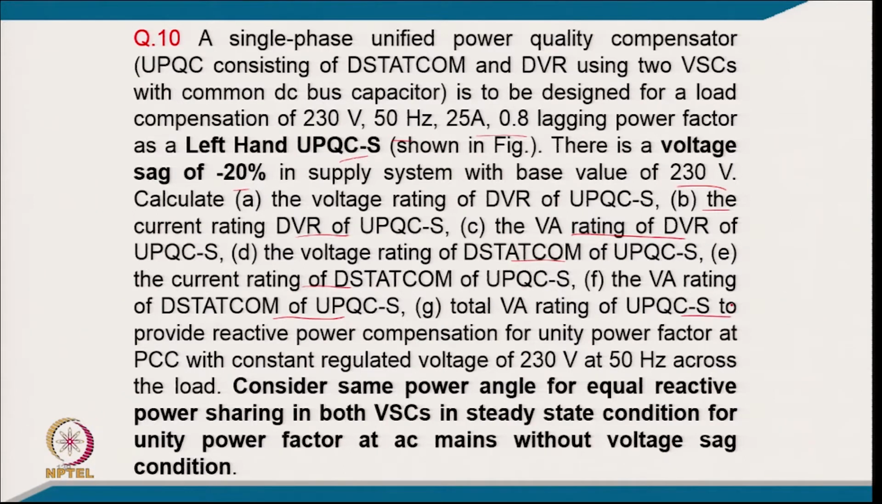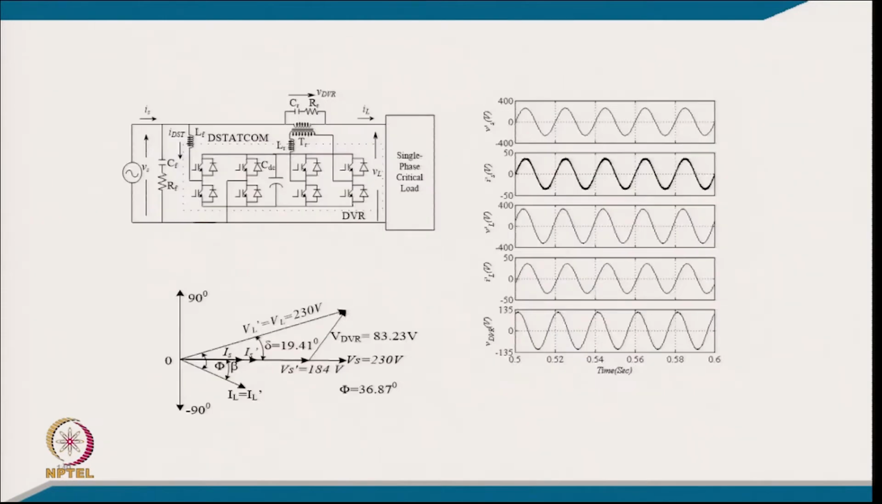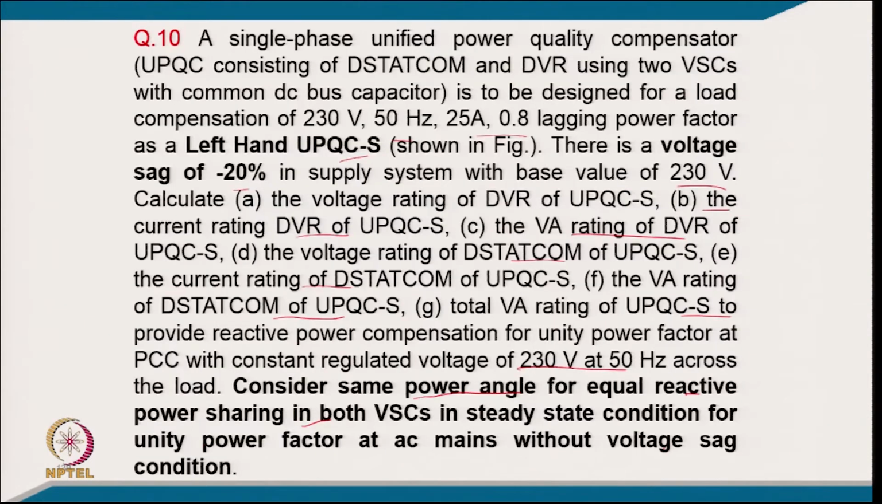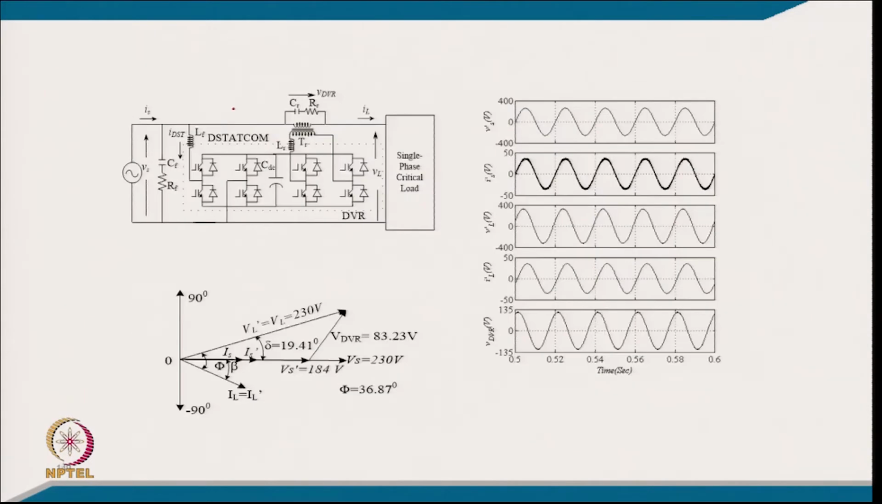Also calculate the total VA rating of the UPQC to provide reactive power compensation for unity power factor at PCC with constant voltage regulation, 230 volt 50 Hz across the load. Consider the same power angle for equal reactive power sharing in both VSC in steady state condition for unity power factor, that means without voltage sag condition. So, typically we can call this a left hand UPQC. This is the circuit of left hand UPQC where DVR is on the right side. This is the phasor diagram for the given condition, and these are the typical waveforms.